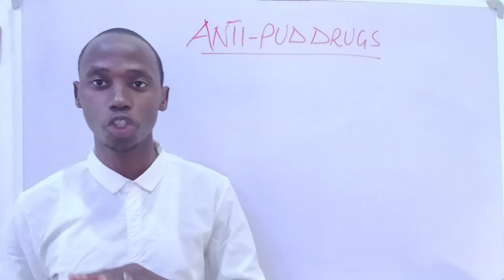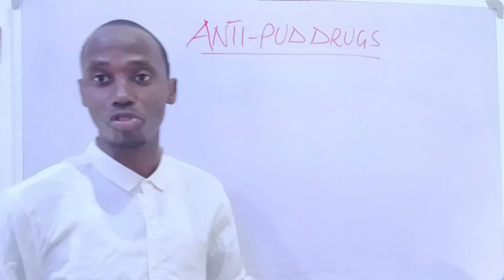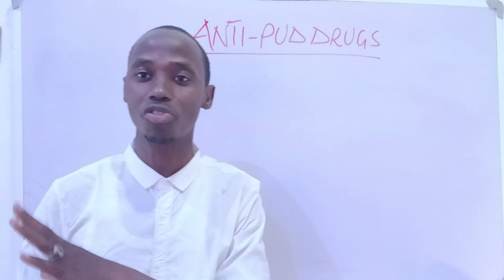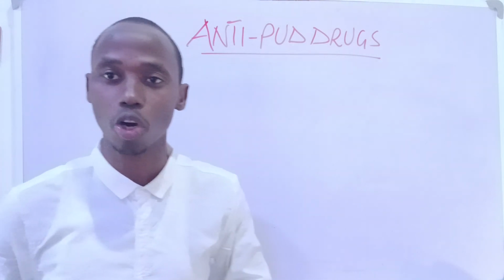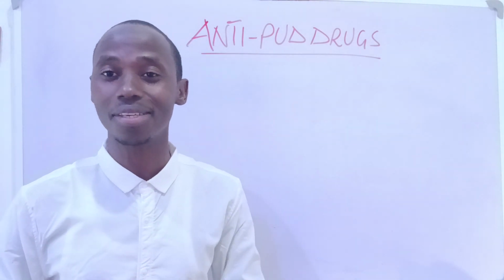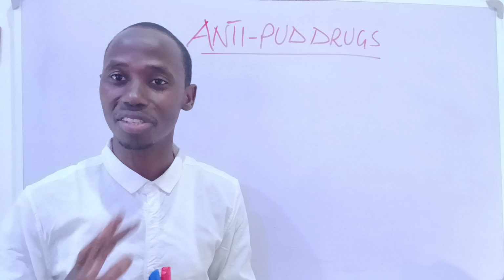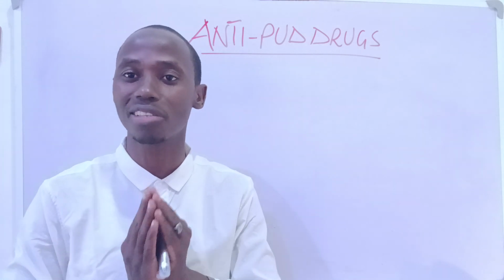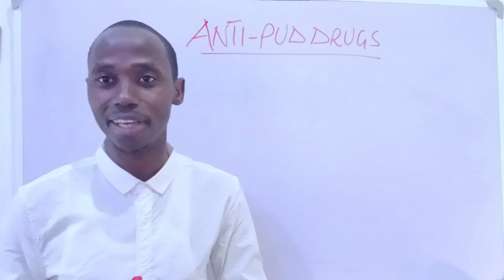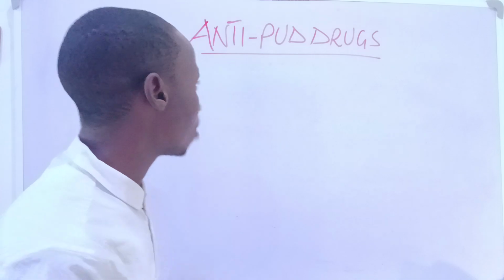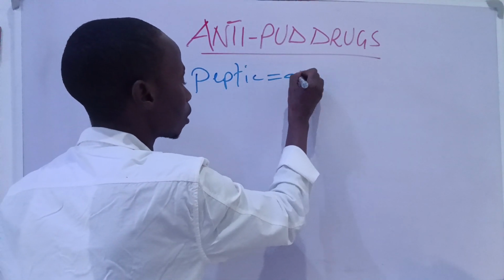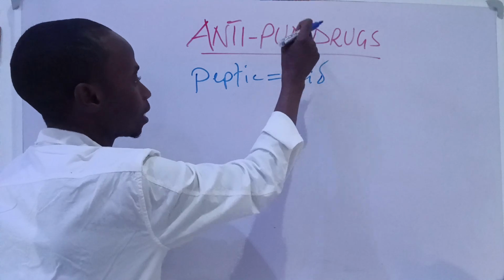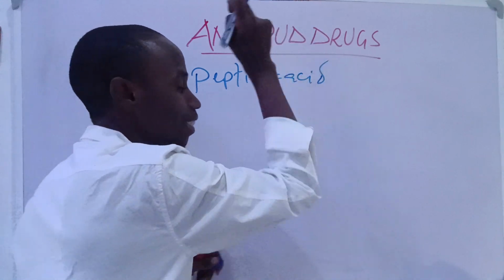In our discussion today, we are going to see anti-PUD drugs, anti-peptic ulcer disease drugs, that are used to manage peptic ulcer disease. By means of introduction, peptic ulcer disease is a condition of the gastrointestinal system that is associated with excessive acid production in the GIT. That is why it is called peptic. Peptic here stands for acid, so call it peptic ulcer disease or acid ulcer disease.